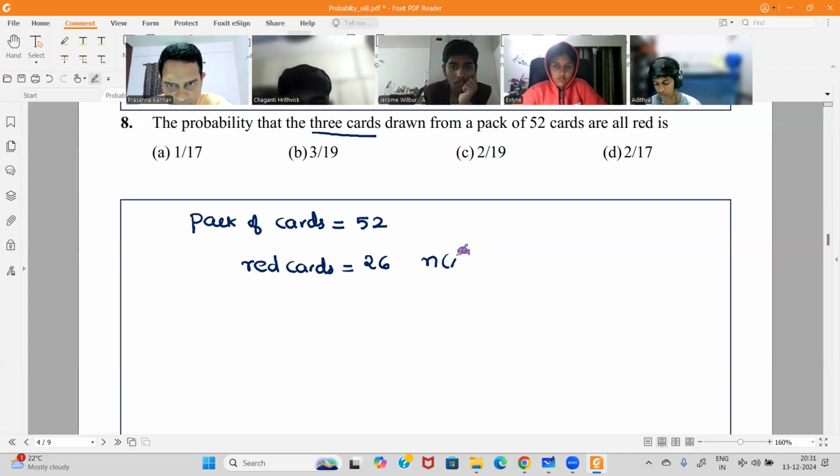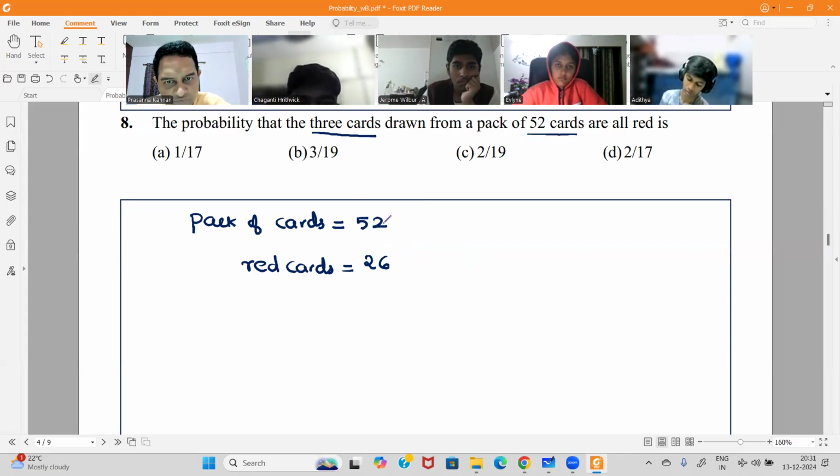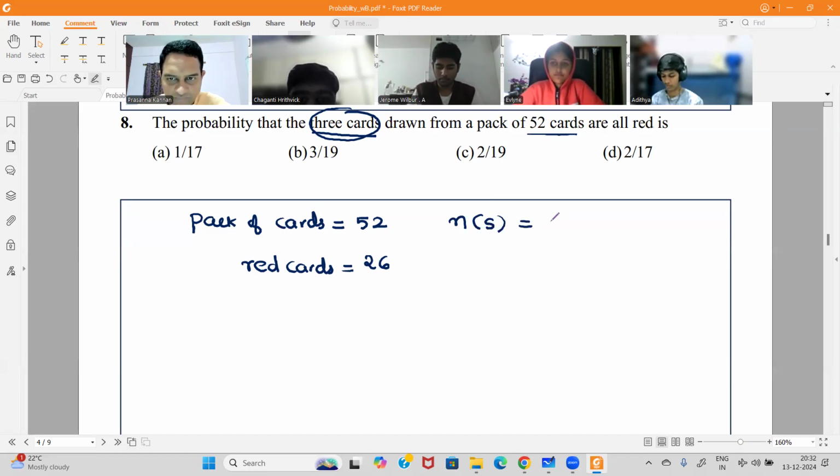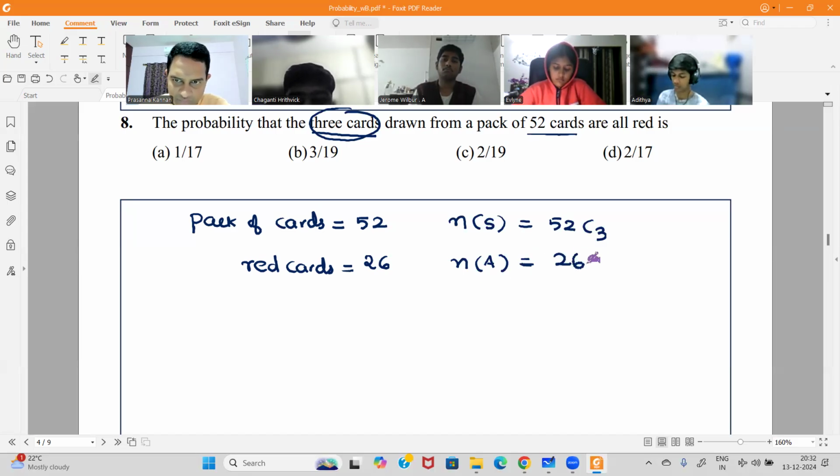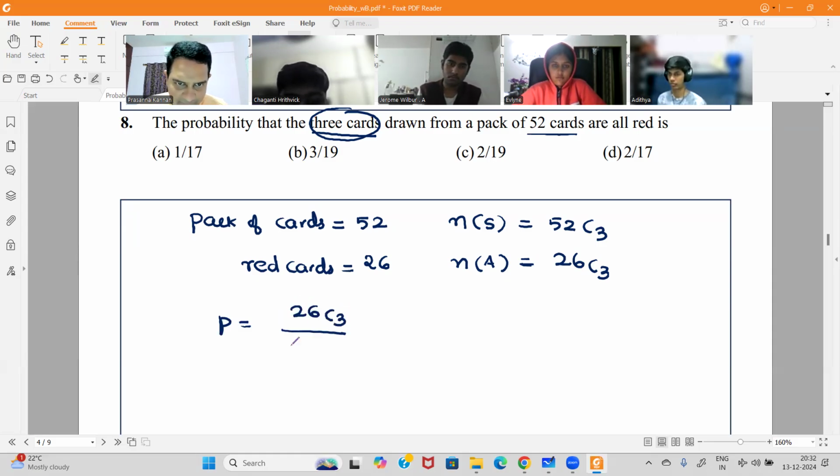Favorable outcome is what? Or I will answer it directly, like what we have done previously. Now see here, from 52 cards, how many cards I have to pick, Ritvik? 3, sir. 3 cards. So what will be my N of S? 52C3, sir. Exactly. Very good. Now all those cards have to be red cards. 26C3. Very good. So what is my probability, Ritvik? Sir, 2 by 17. Correct. So that's basically 26C3 divided by 52C3.